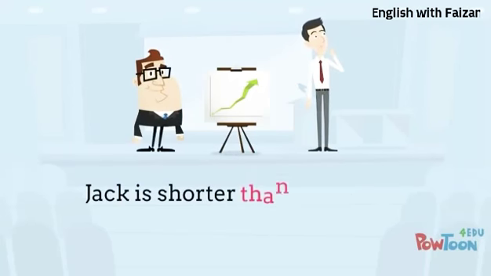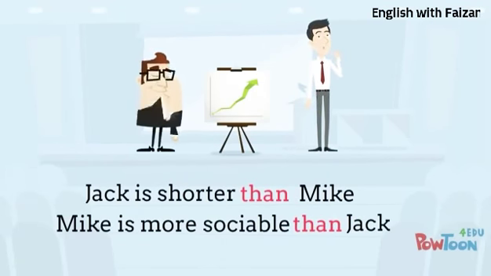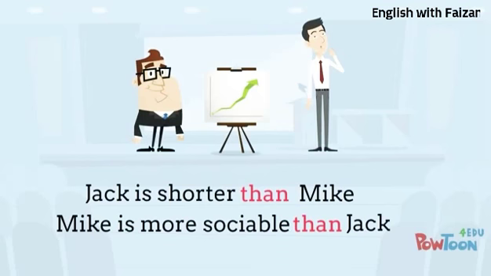Jack is shorter than Mike. Mike is more sociable than Jack. So we use the word than when we compare things and people.